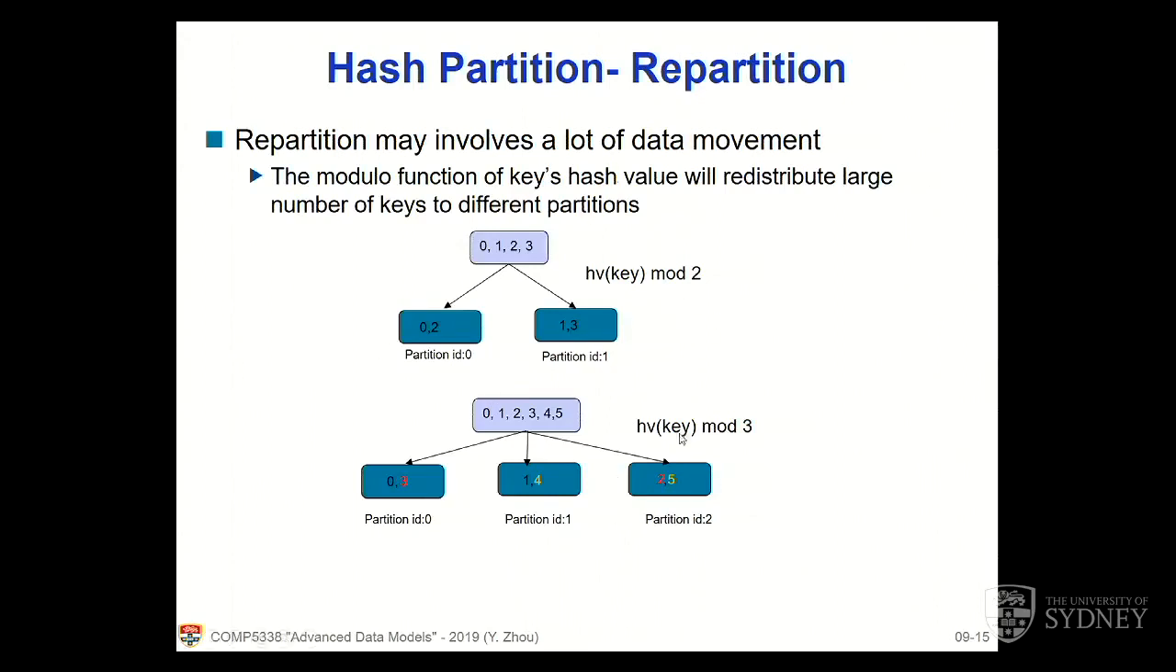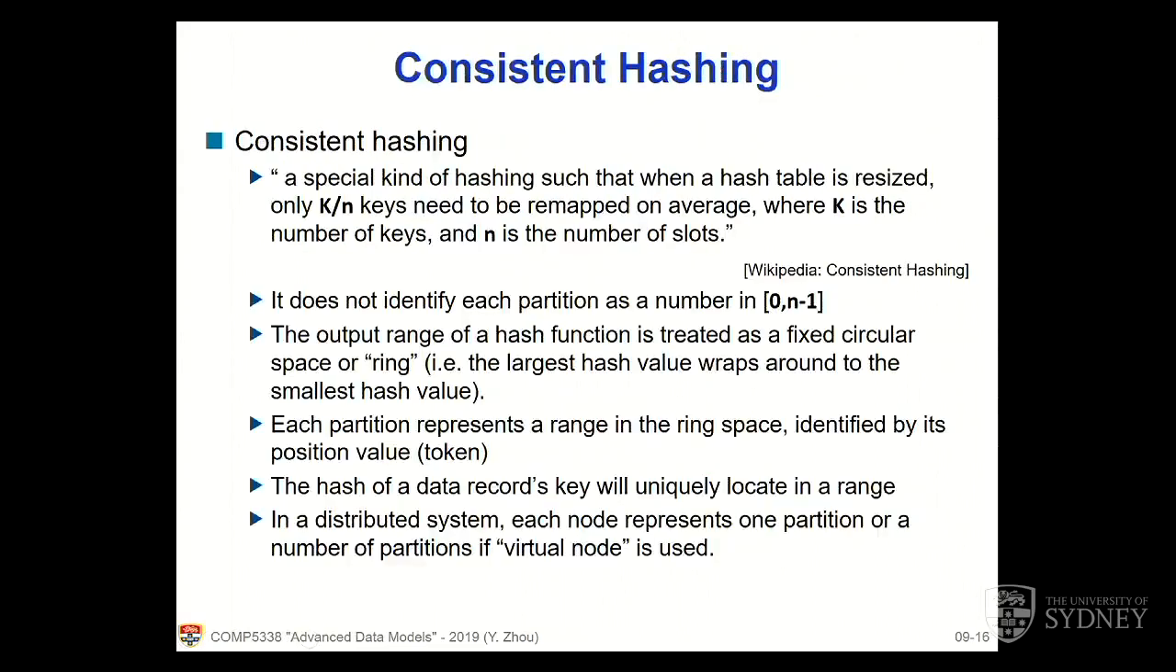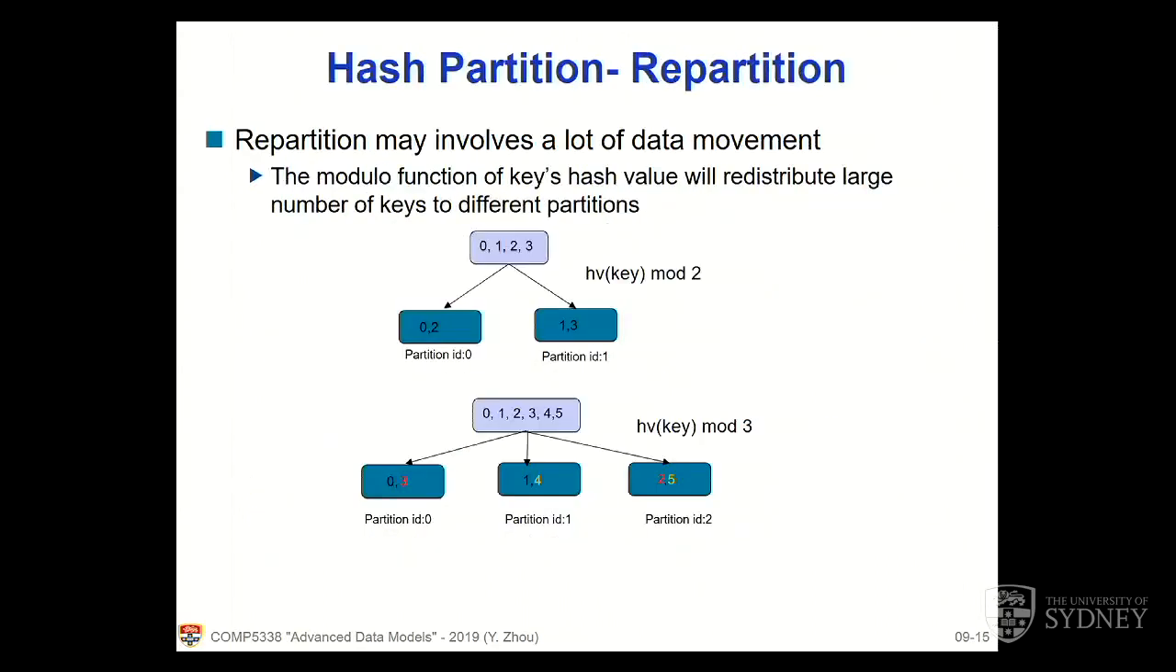So we use this if the data size is relatively stable, and we don't need to keep adding partitions. So we don't need to do a lot of repartition, and then that's okay. But if it's very dynamic, like your data will probably keep growing, and you always need to add partitions, then this is definitely not a very good mechanism. Okay. So this is the simple hash partition.